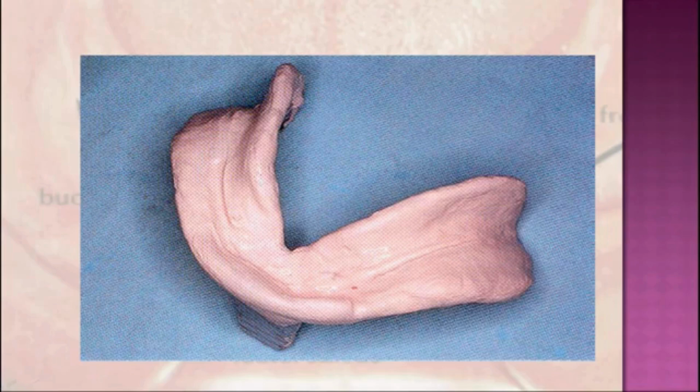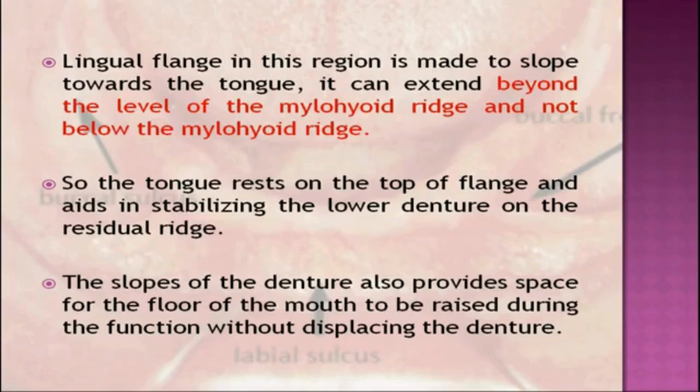So the tongue rests on the top of the flange and aids in stabilizing the lower denture on the residual ridge. The slope of the denture also provides space for the floor of the mouth to be raised during function without displacing the denture.